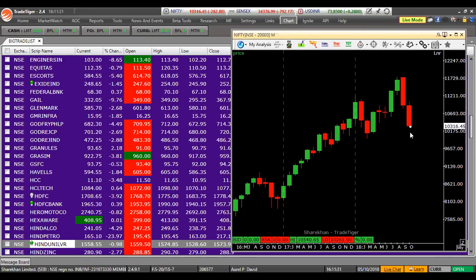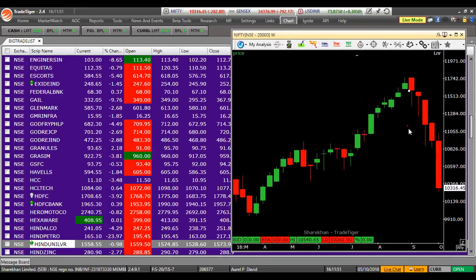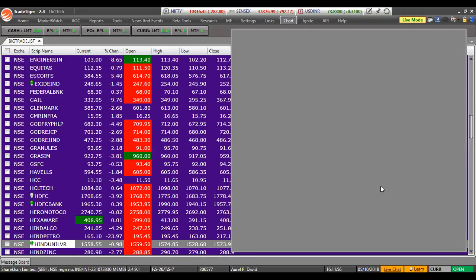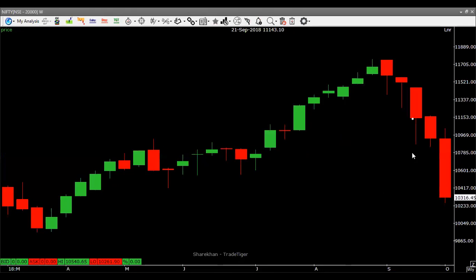You can see this is a monthly chart, right? So you can see 2 months we can really attribute this as a market crash. Today the Nifty has fallen by around 350 points, which is very abnormal for this market. So I'll just move it over to a weekly chart so you can get a clearer view of this market crash.